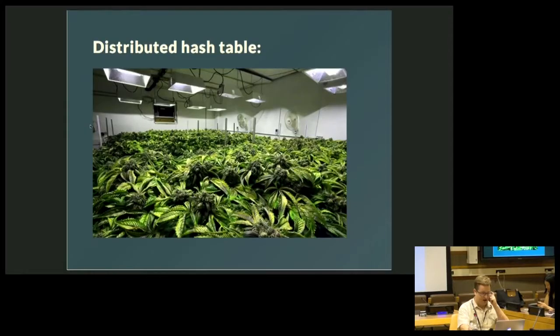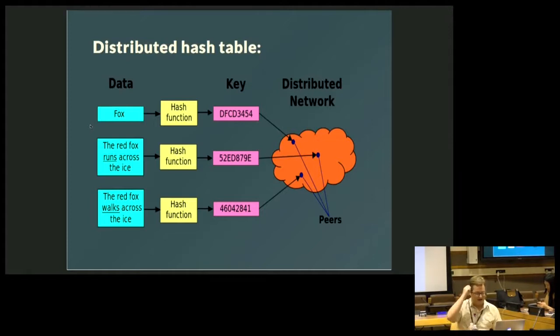Oh, sorry, that's the wrong image. Nope, that's the right one. There we go. So you have data that comes in. So you have say a key that is hashed. That hash then tells you which nodes to store the data on, and then you can retrieve that data based on the hash of the key in the future.